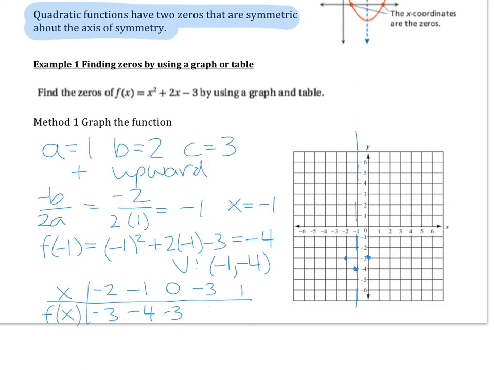So negative 3 squared is nine. Plus negative 6 is 3, minus 3 is 0. So there is one of our zeros. And the other one, since it's symmetric, should also be at 0. So if I put 1 in there, 1 squared is 1, plus 2 times 1 is 2, is 3, minus 3 is 0. So that does work. So my zeros are negative 3 and 1.